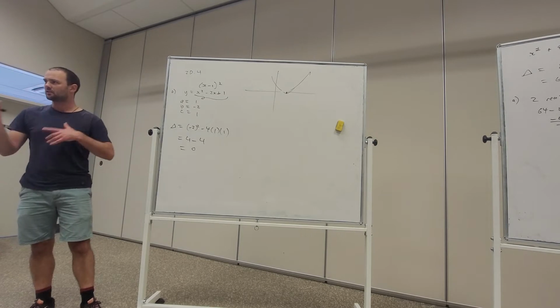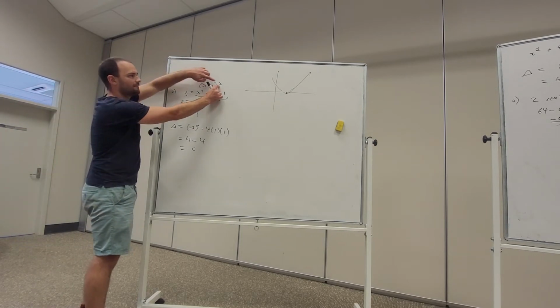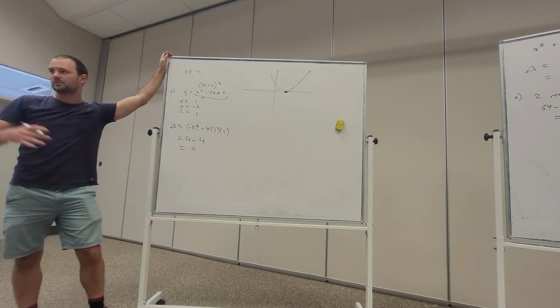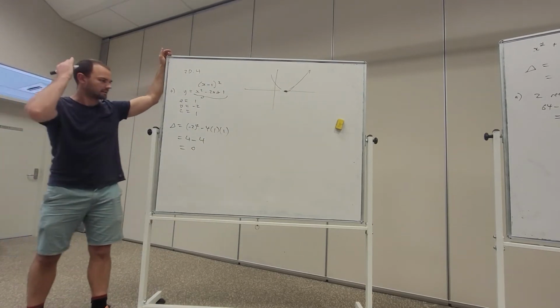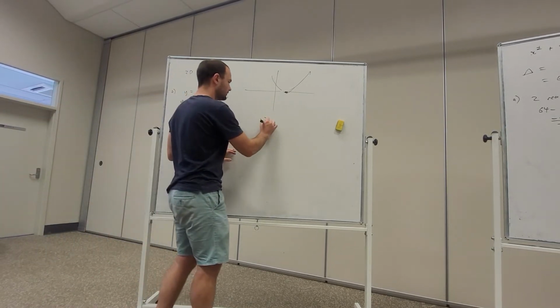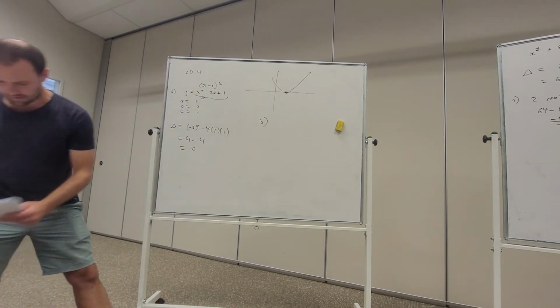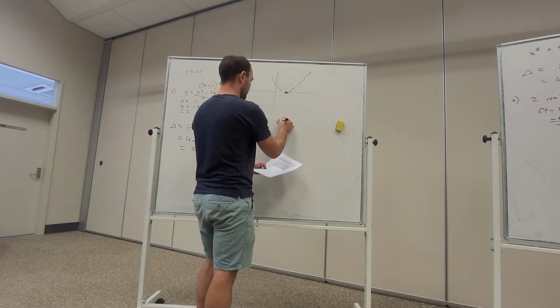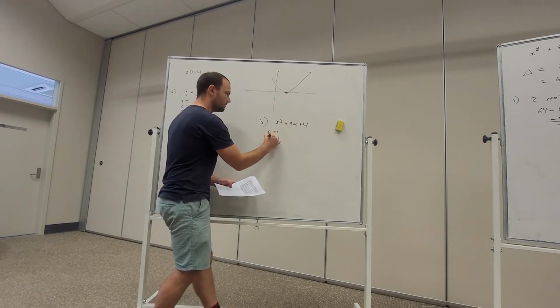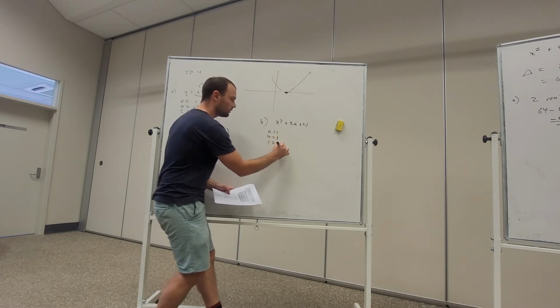And so we can start to notice a relationship here. When we have a squared factor, it's touching the x-axis. When we have just a single factor by itself, it's cutting the x-axis. All right, so that's the first one. Let's have a look at the second one. We've got x squared plus 3x plus 4. Sorry, that's the quadratic. A is 1, B is 3, C is 4.